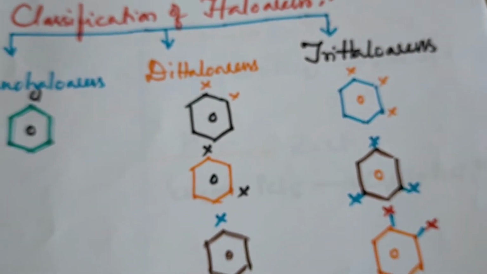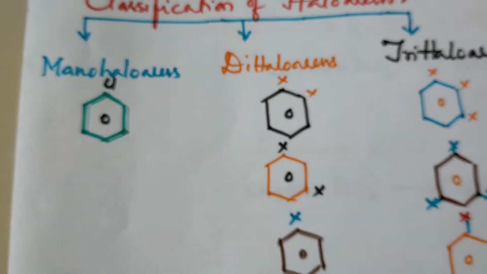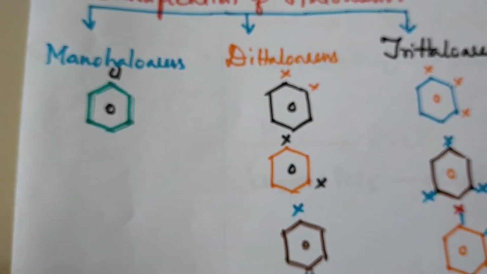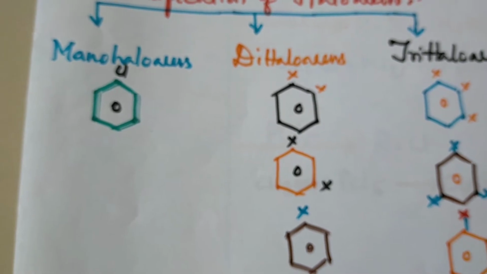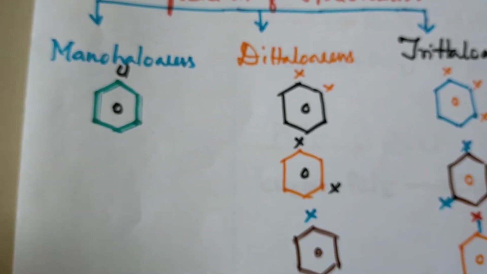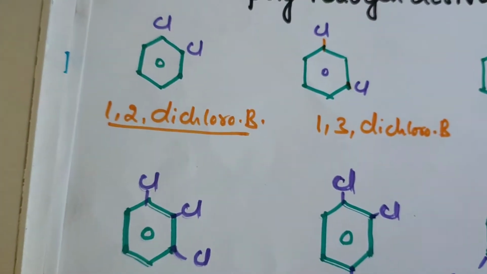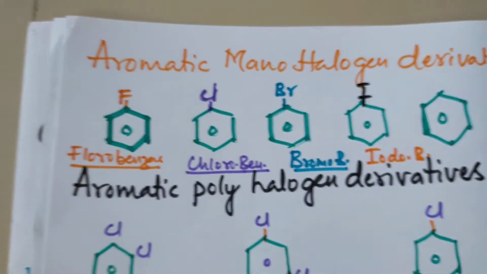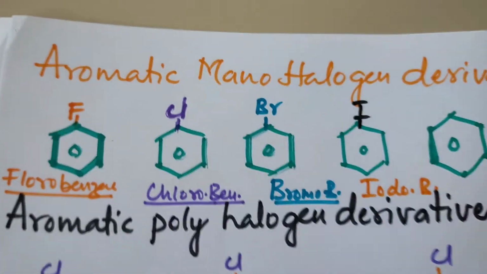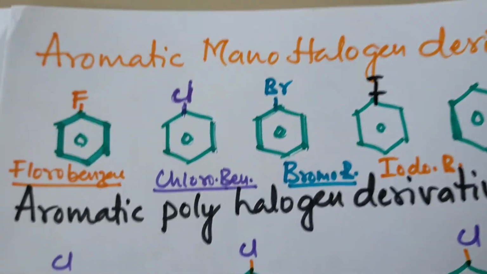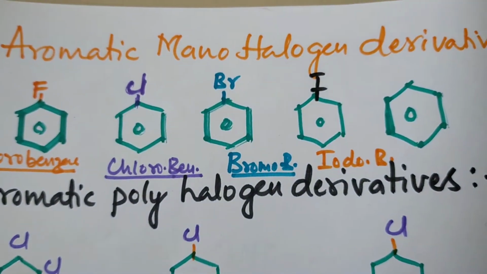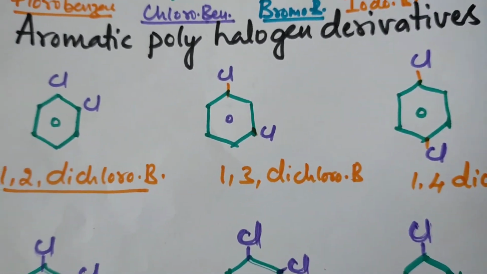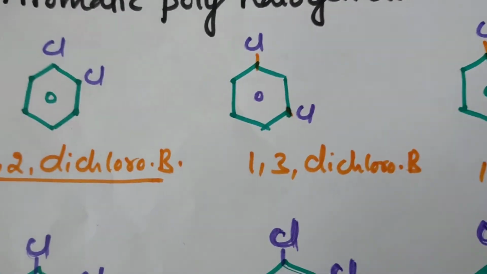Then after the trihaloarenes, we have to learn about the different types of aromatic monohalogen derivatives and how they differ. Again, aromatic monohalogen derivatives: fluorobenzene, chlorobenzene, bromobenzene, iodobenzene. Same type, aromatic polyhalogen compounds have two or more halogen atoms.